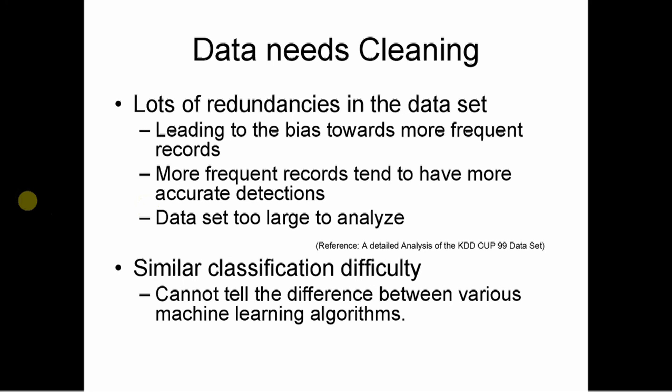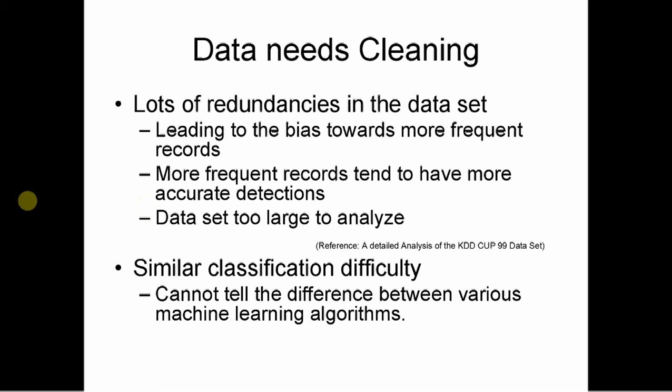After I did some analysis on the dataset, I found that there are lots of redundancies in the dataset. The redundancies lead to a bias towards the more frequent records, and those more frequent records have more accurate detections. That is why we got such a high accuracy here. The redundancies also make the dataset too large for us to analyze, and they bring us another difficulty.